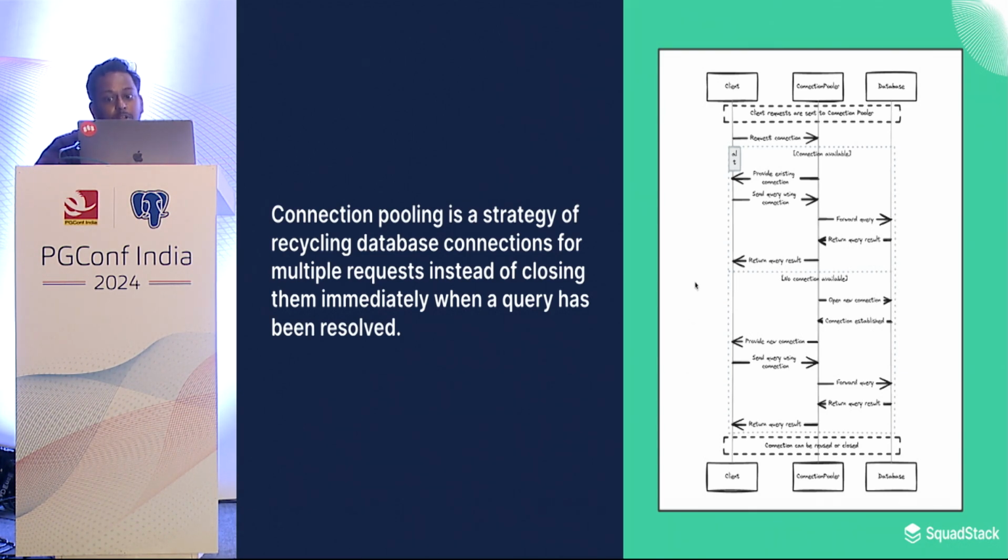Here you can see a clear architecture. Suppose a client has requested a connection and a connection is available, then it will provide the existing connection, and after that the client will send the query, and it is forwarded to the database. And if there is no connection available, then it will create a new connection, then execute this query and forward it to the database.